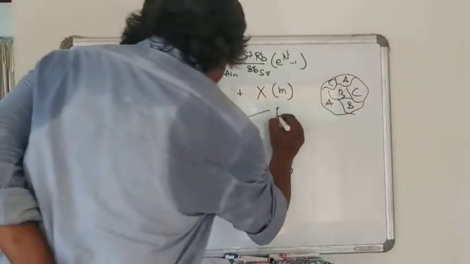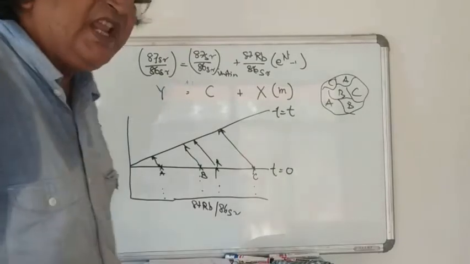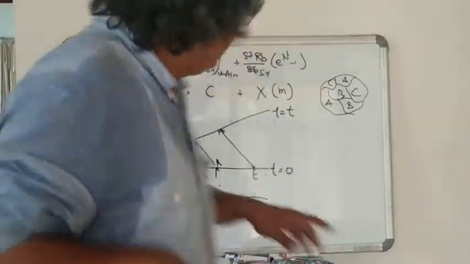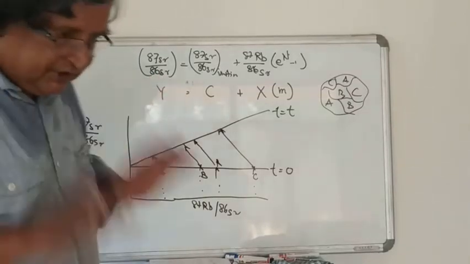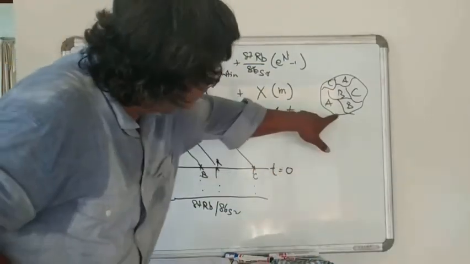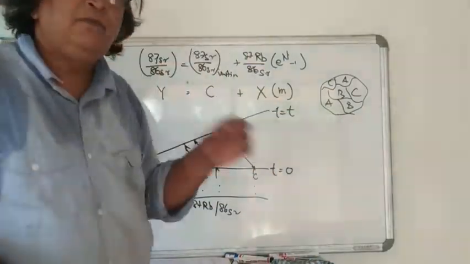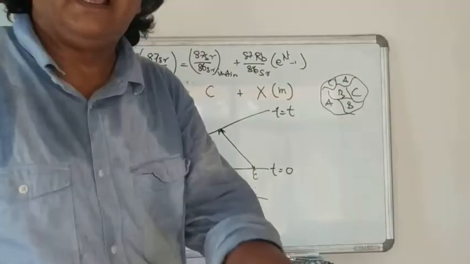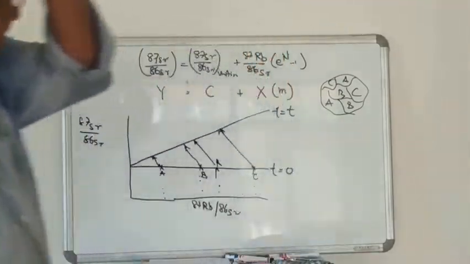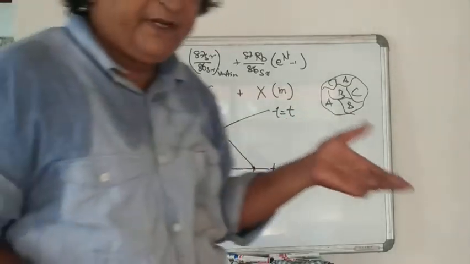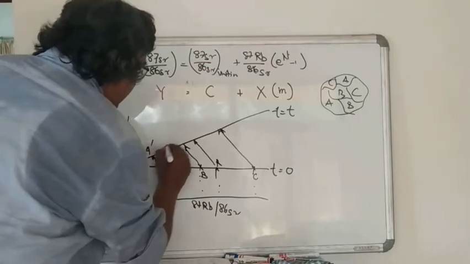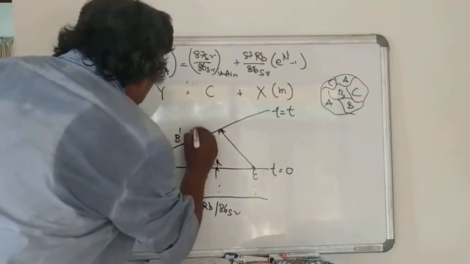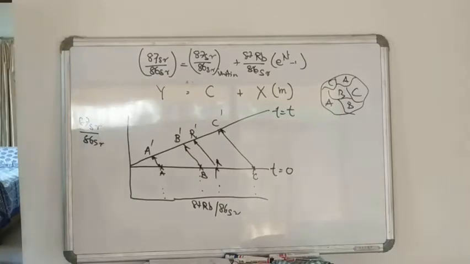At time t equal to t. What is t? It is the time now when you are measuring; you are measuring this value. Have you understood? This is the time now, and this is the time when this formed. This is the time now when you analyze. It could be yesterday, it could be tomorrow, it can be the day after. And these are the points A prime, B prime, rock prime, and C prime.